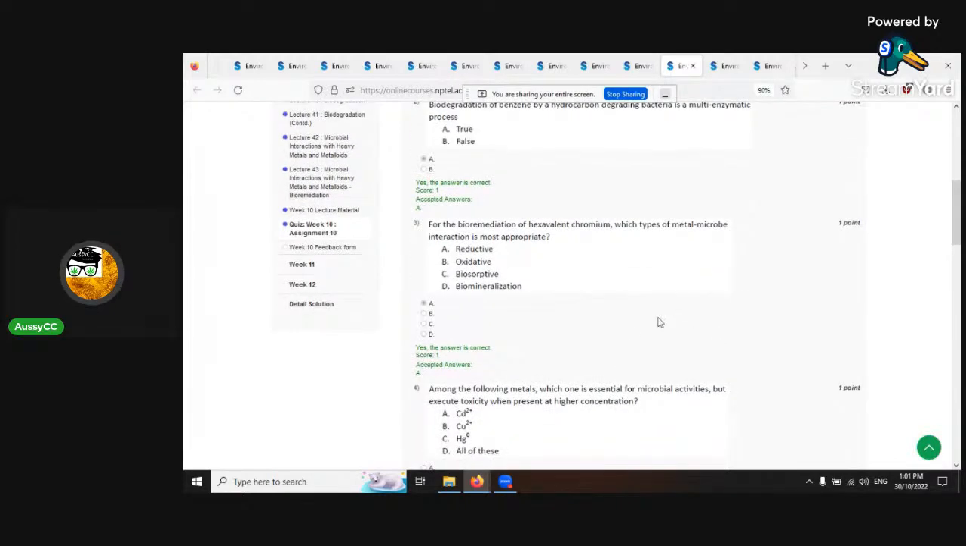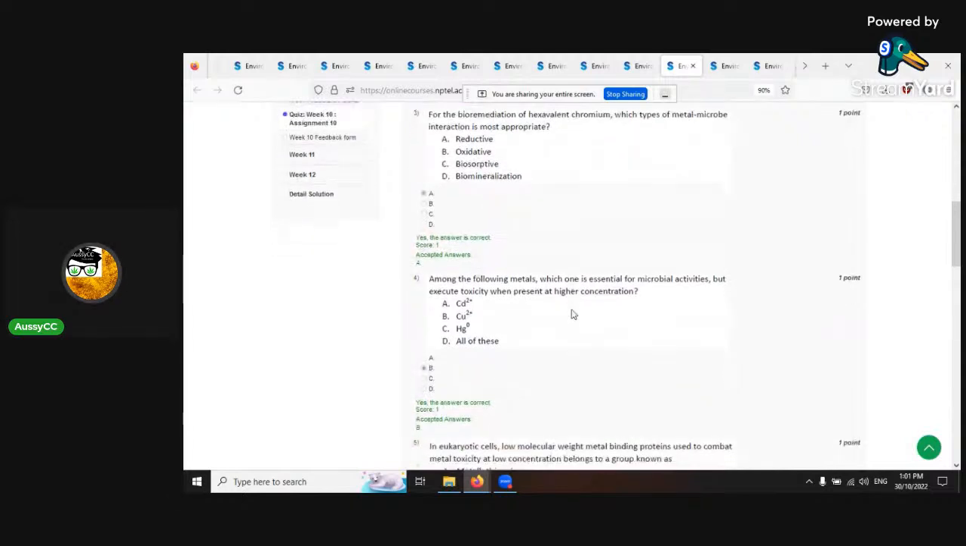Among the following metals, which one is essential for microbe activities but becomes toxic when present in higher amounts? This is interesting. You've got cadmium, copper, and mercury. It's amazing. It's the least you'd think. It's copper.